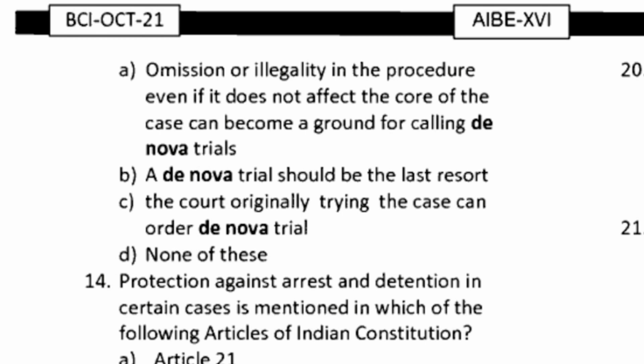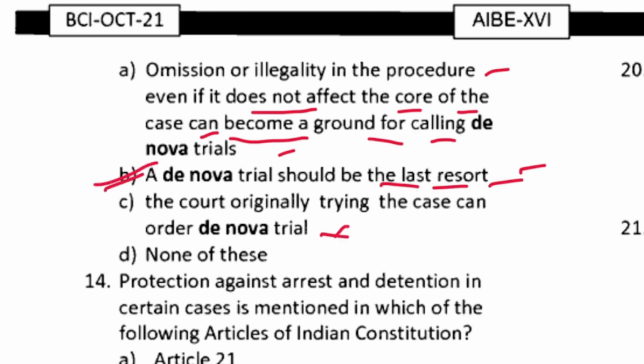So omission or illegality in procedure, even if it does not affect the core of the case, can become ground for calling de novo trial. No, a de novo trial should be the last resort. This is totally correct. Court originally trying the case can order de novo. No. B is the answer.